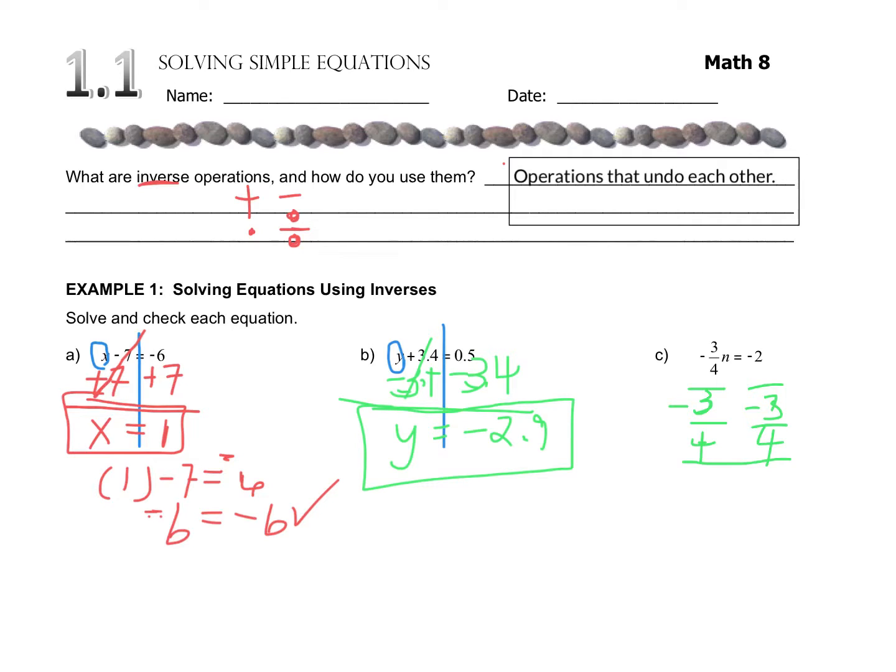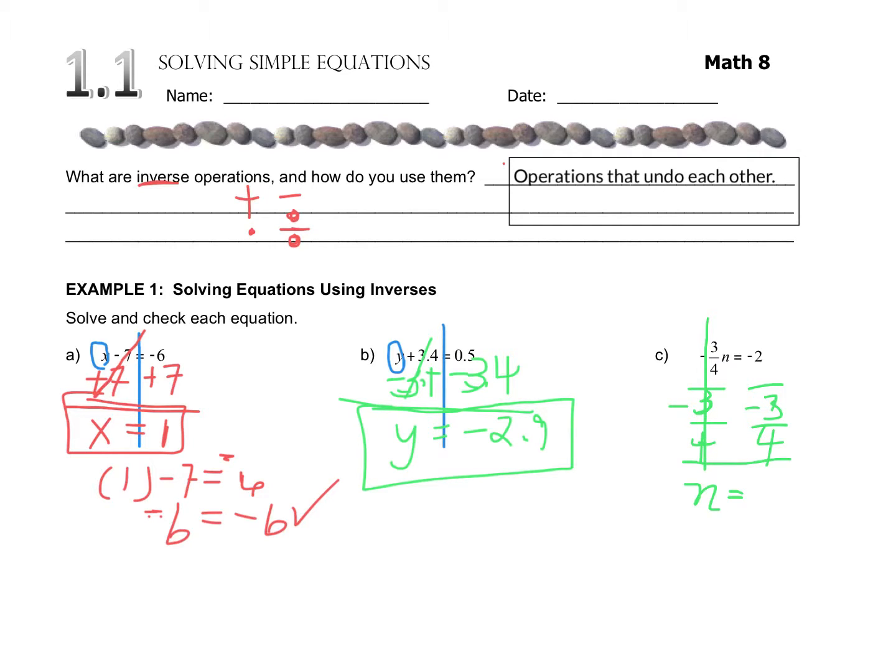And then that's going to get this negative 3/4 and this negative 3/4 to equal 1n. And that's what we want, right? We want that n by itself. Now we have to remember, how do I divide fractions? So negative 2 divided by negative 3/4.